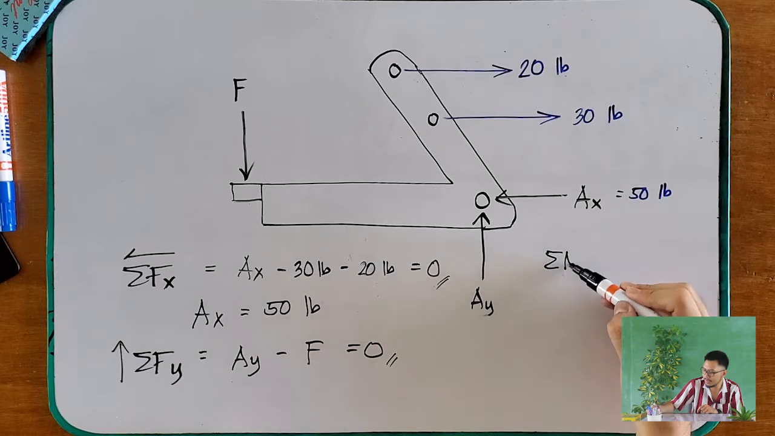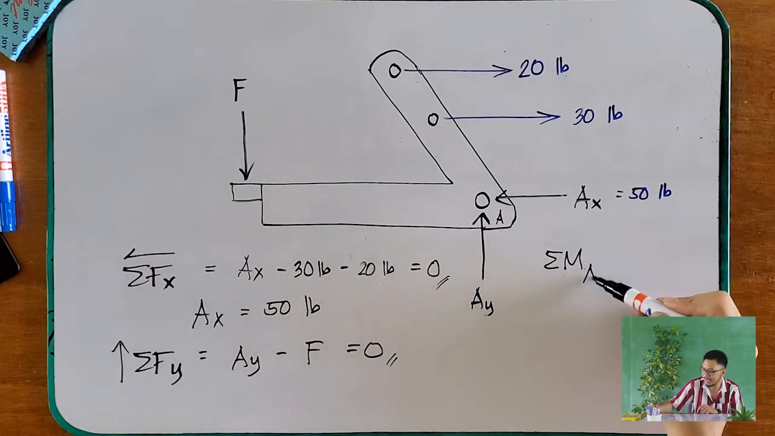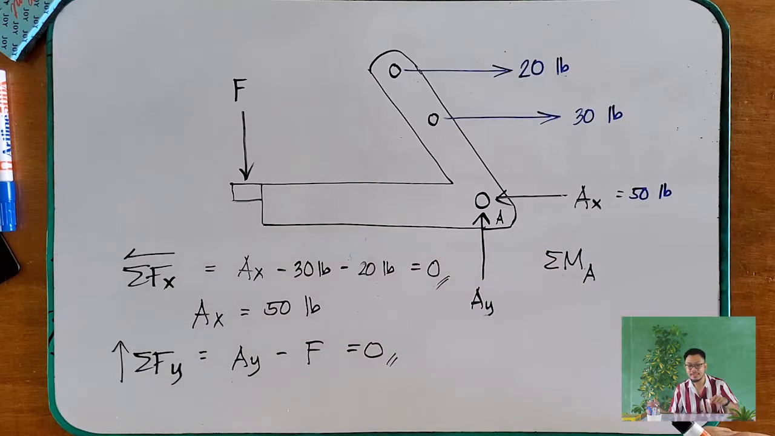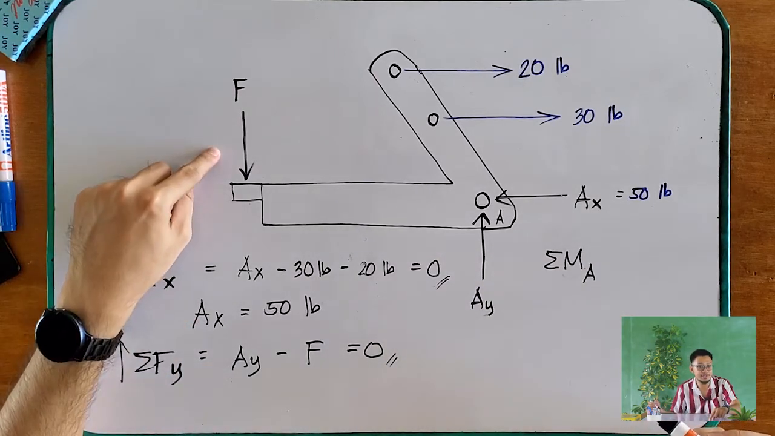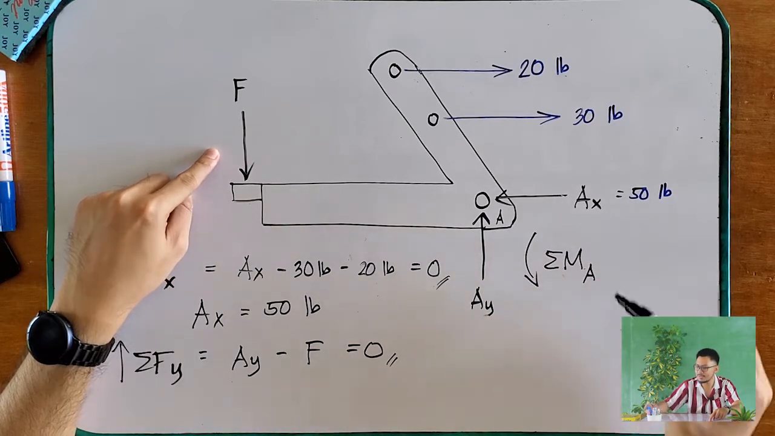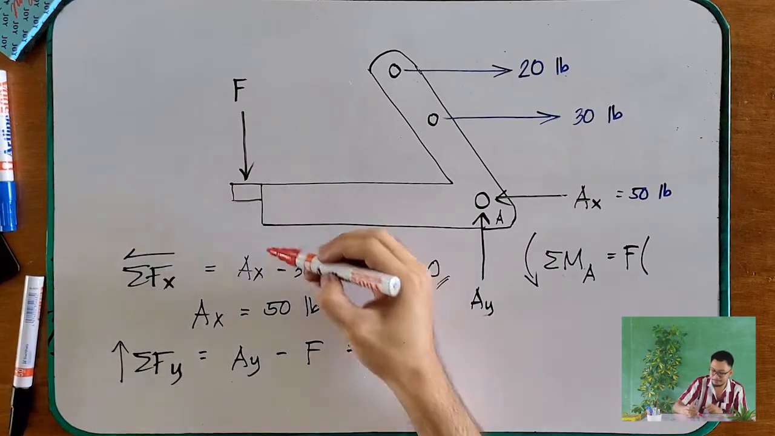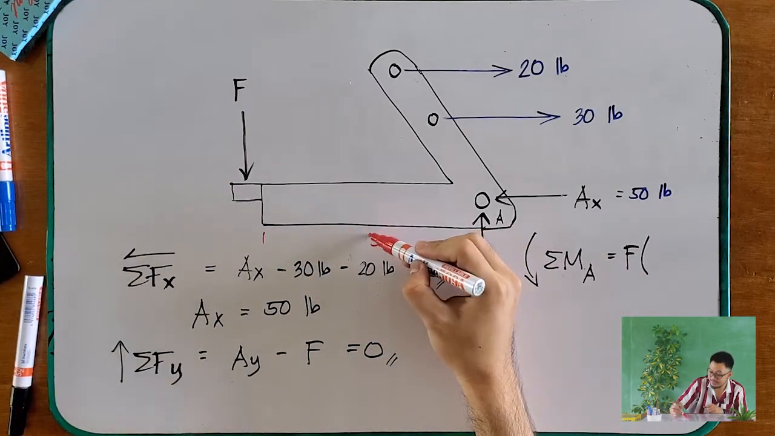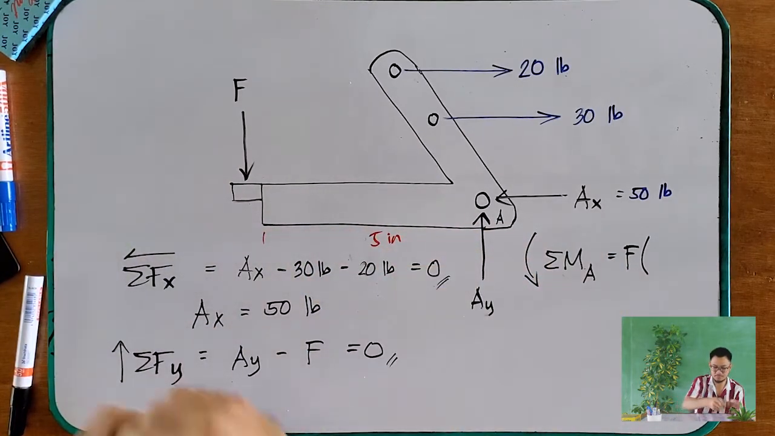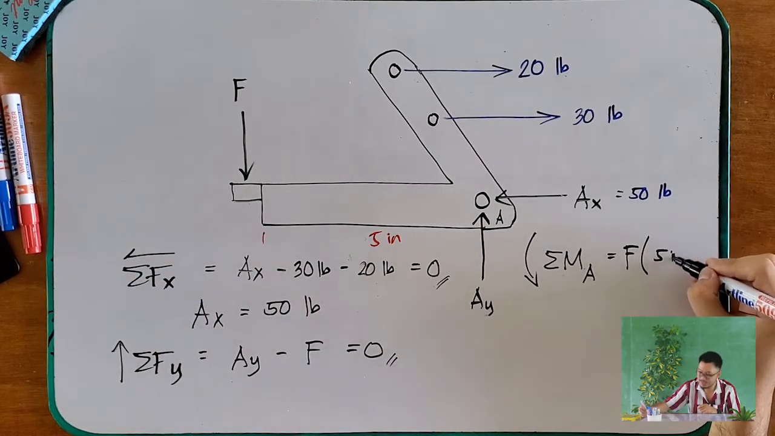Summation of moments. Sige, diri kung tayo mag-moment at point A, and then, ato i-assume nga ang direction sa atong F is positive, which is going counterclockwise. Equals to F, say distance ani? 5 inches. So F times 5 inches.